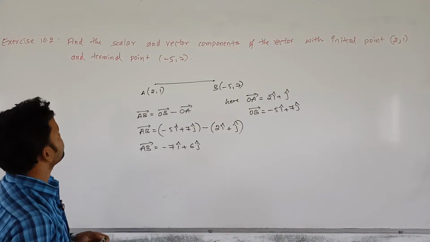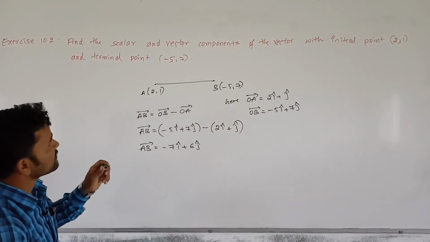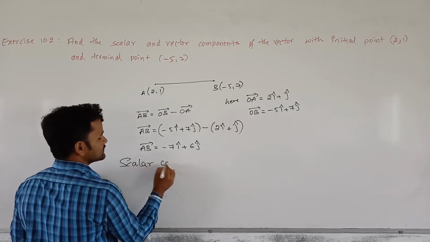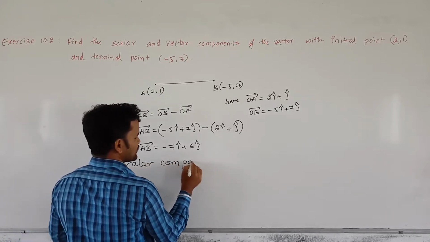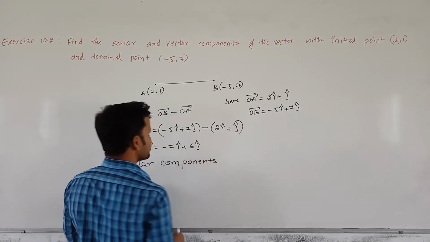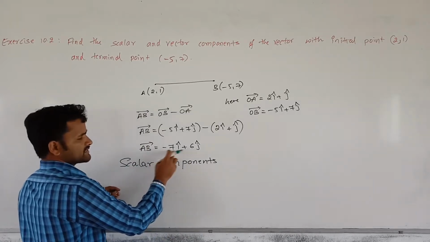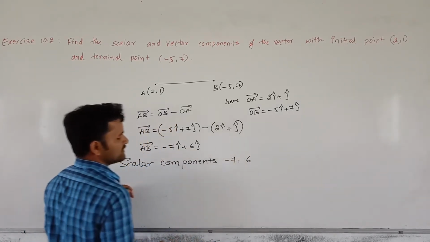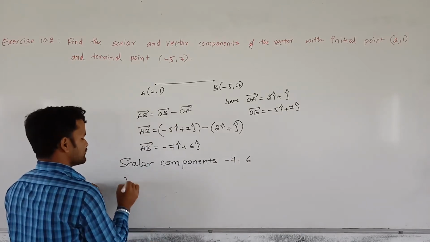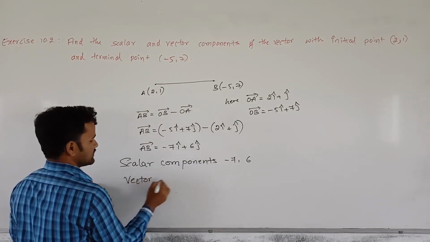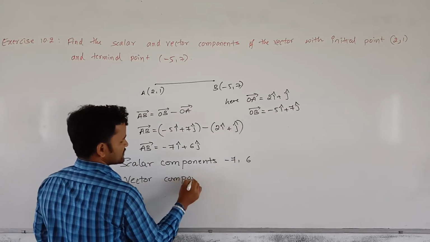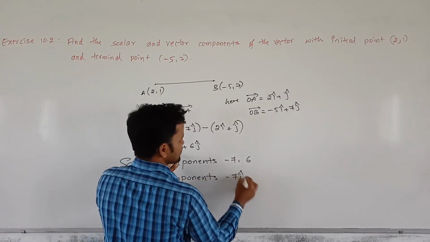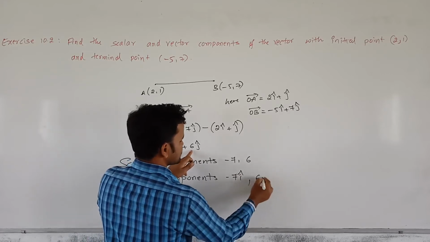Now our question is to write the scalar components and vector components. What are the scalar components here? Scalar components are minus 7 and 6. And what about the vector components? Vector components are minus 7i and 6j.